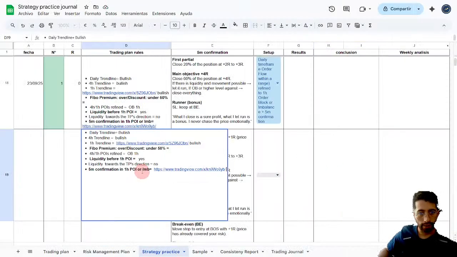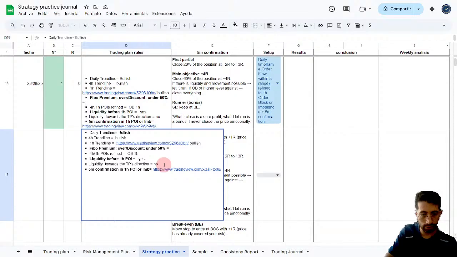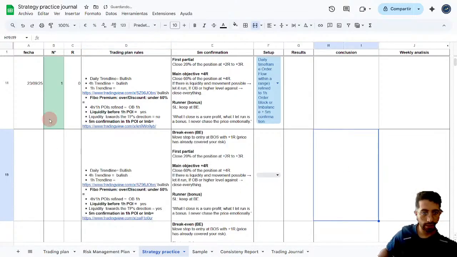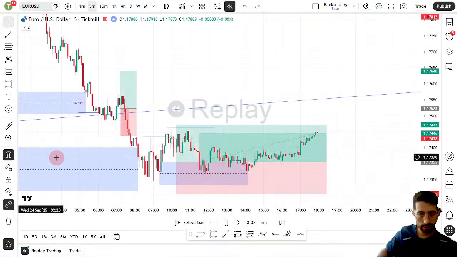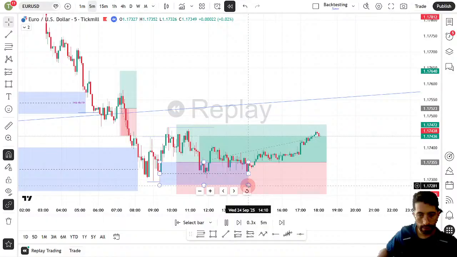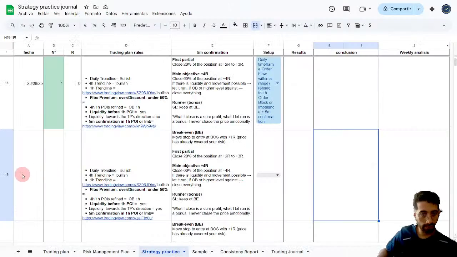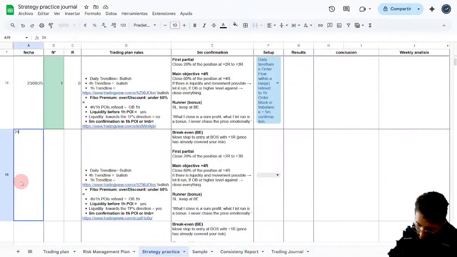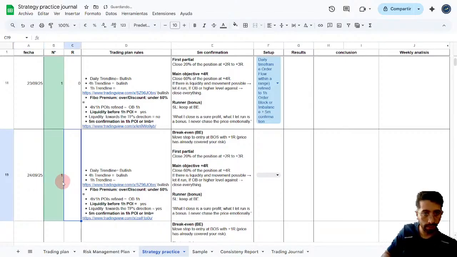Right. Now, in these 5 minutes, I'm gonna delete this because this is not the actual order. Now, is there liquidity toward the take profit? Yes, it is, my friend. Yes, it is. Now, what day is this? It was on 24 September 24. Done. 1 hour done, and we're gonna wait.